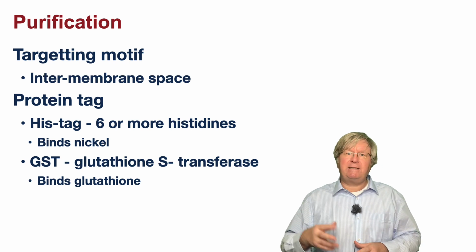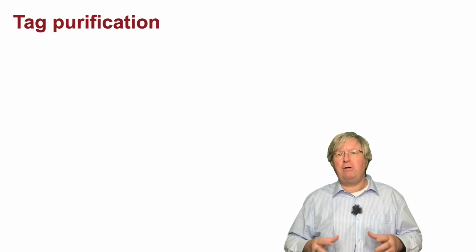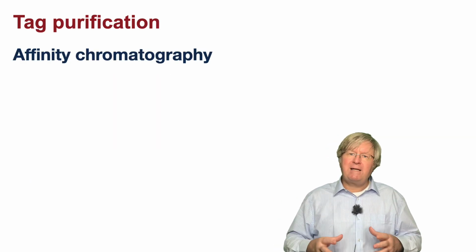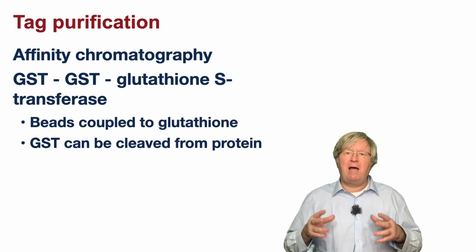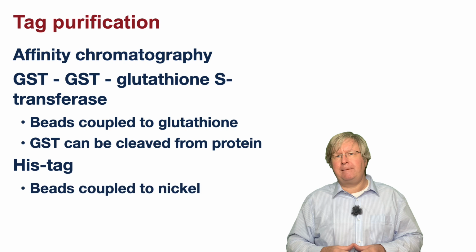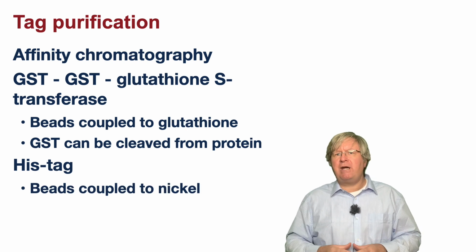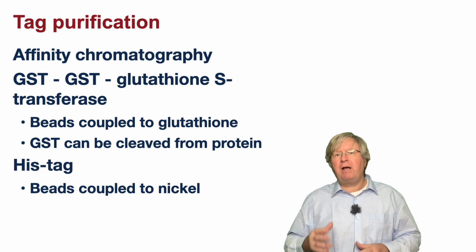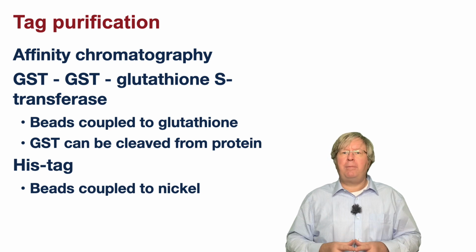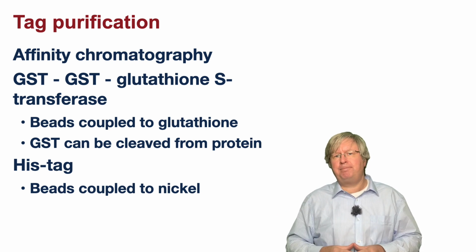After the cells are lysed, our tagged proteins are purified using affinity chromatography. That is, beads coupled to glutathione for GST tagged proteins and nickel for the His tagged proteins. One advantage of using GST is that the proteins can be released from the beads by using an enzyme that cuts between the protein we are trying to produce and the GST.